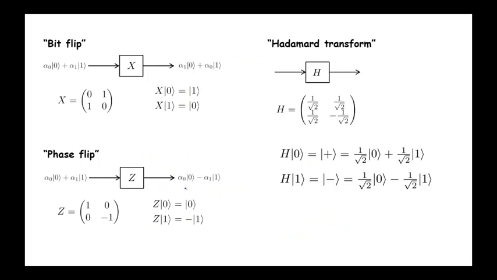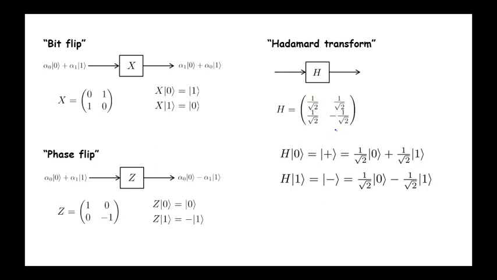Okay, so now let's look at the third gate, which is called the Hadamard gate, or the Hadamard transform. This is one of the most basic quantum gates. And what it is, it's given by this transformation in which all the entries are 1 over square root 2, except the lower right entry, which is -1 over square root 2.